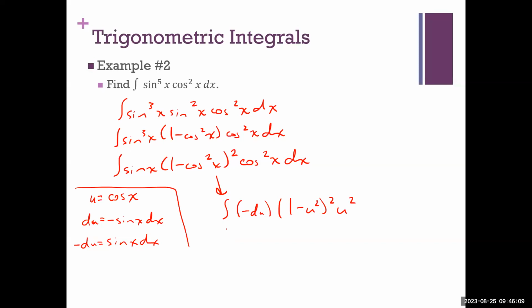So what's 1 minus u squared, squared? 1 minus 2u squared plus u to the 4th, times u squared. I don't want to do that either. So u squared minus 2u to the 4th plus u to the 6th du.